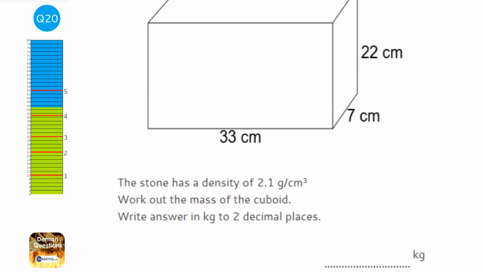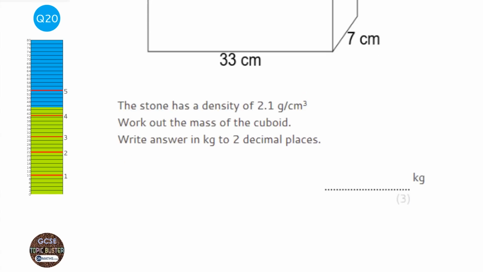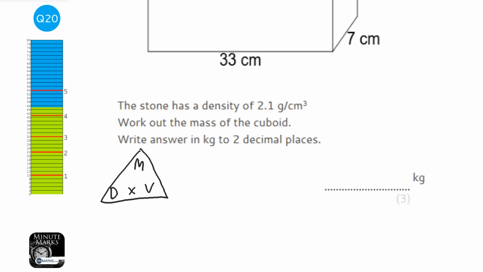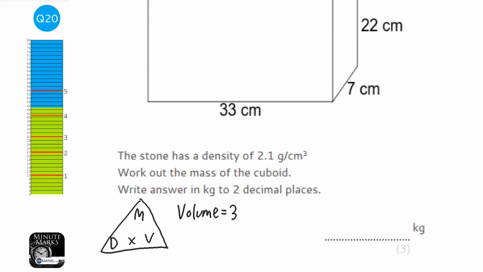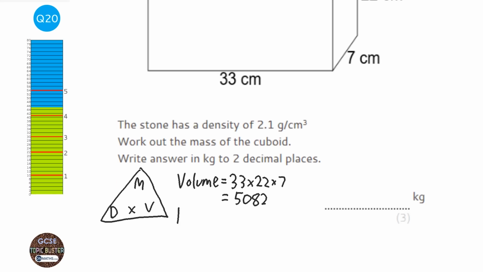Okay, so we're given the density and we're asked for the mass, and we can work out the volume. So the first thing I'm going to do is draw my triangle: density, mass at the top, volume at the bottom. So to work out mass, I'm going to do density times the volume. First of all, we have to work out the volume. Of a cuboid, it's just multiplying all the dimensions together, so 33 times 22 times 7. On the calculator, I get 5,082.